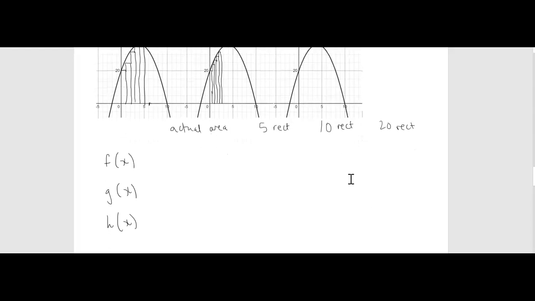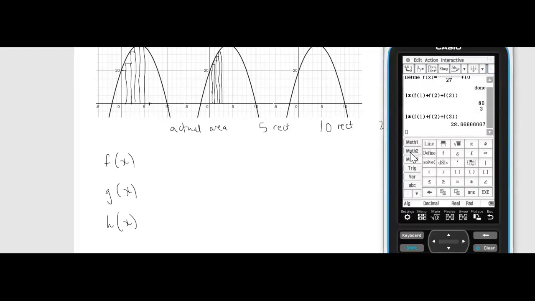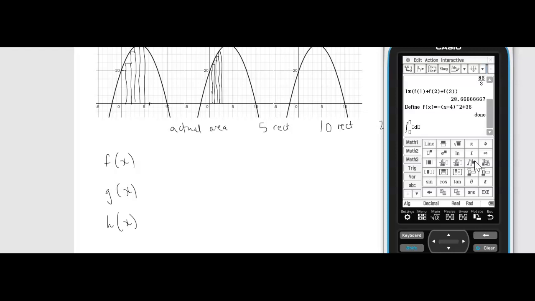All right, so on your calculator, we're going to go to define again, and I'm just going to put that cubic in. And what have we got? Negative x minus 4 squared plus 36. Just always do a double check that you've got everything put in correctly. All right, so my actual area. So I'm going to do definite integral from 0 to 6.